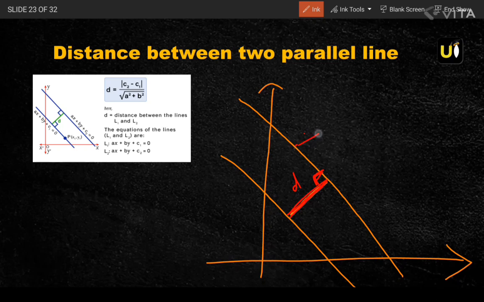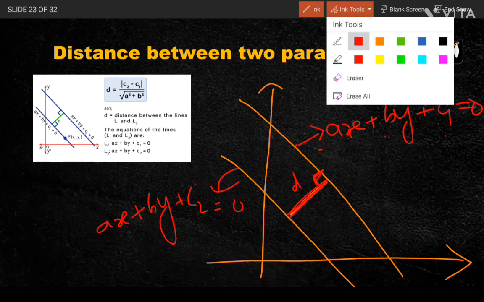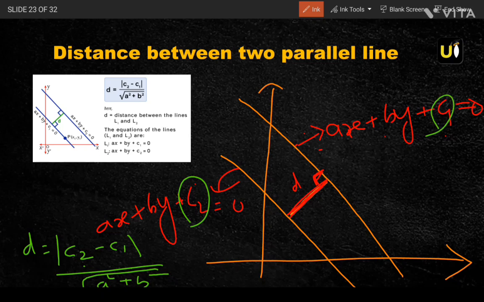Okay, now suppose this line equation is ax plus by plus c1 is equal to 0, and this line equation is ax plus by plus c2 is equal to 0. Here these are parallel lines, the x and y coefficients will be same, but this c1 and c2 will be changed. Okay, so now the formula for the perpendicular distance is mod of c2 minus c1 by root over a square plus b square, where c2 and c1 are these terms and a and b are the coefficients of x and y coordinates. Okay, here remember the distance between the two parallel lines will always remain the same till the end. There will be no change in the distance.